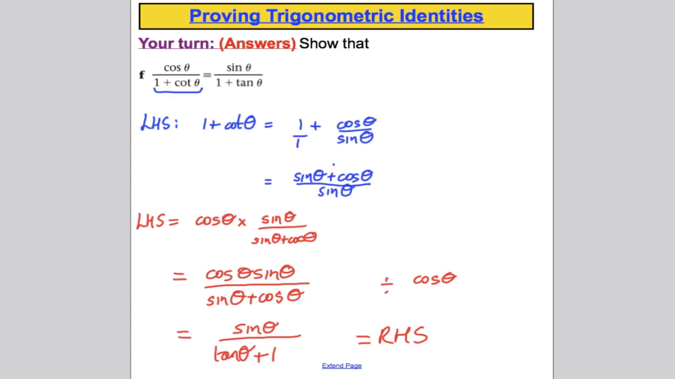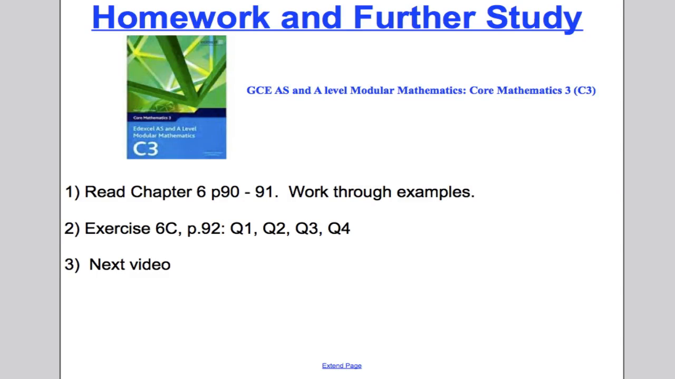So in this particular video then, we finish now, we have shown how to simplify trigonometric expressions using the definitions of sec, cosec and cot, and we've shown how to prove some of the identities using the definitions of sec, cosec and cot. I'd advise you to read chapter 6, page 1991, look at the examples and do exercise 6C, questions 1 to 4.